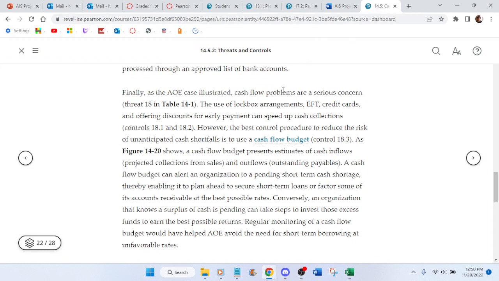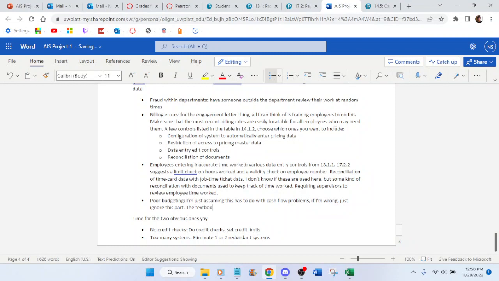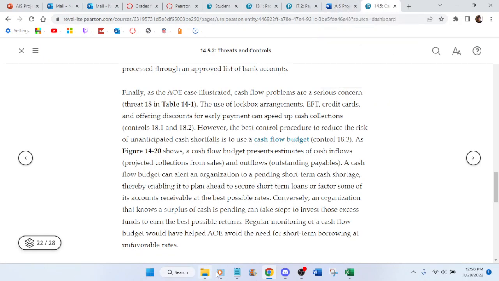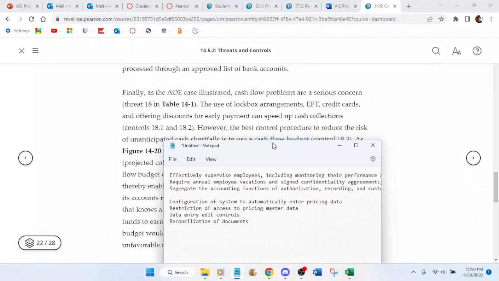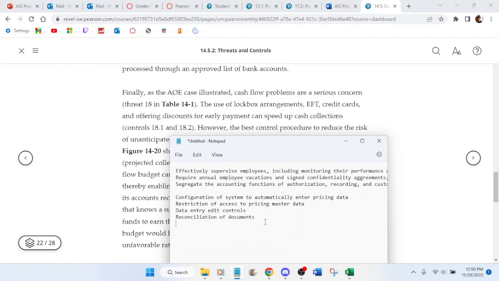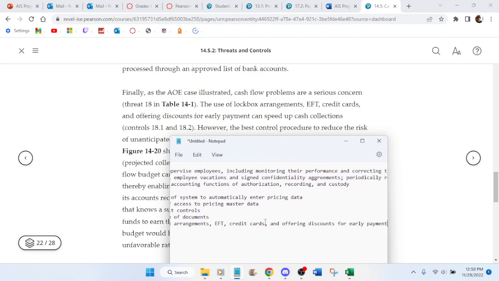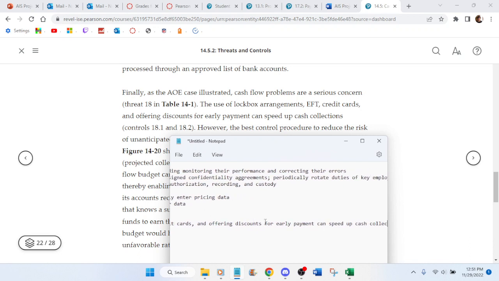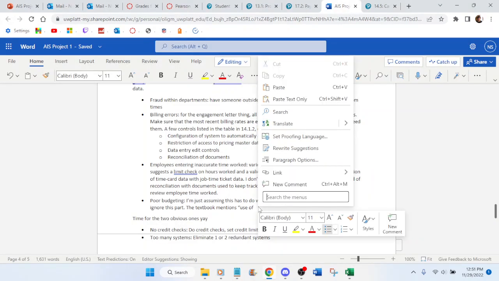So we have, the textbook mentions use of lockbox. Let's just write it down here. Use of lockbox arrangements, EFT, credit cards. I don't even know what EFT means. Dang it. And offering discounts for early payment. They already do that, but paste. Oh my gosh.